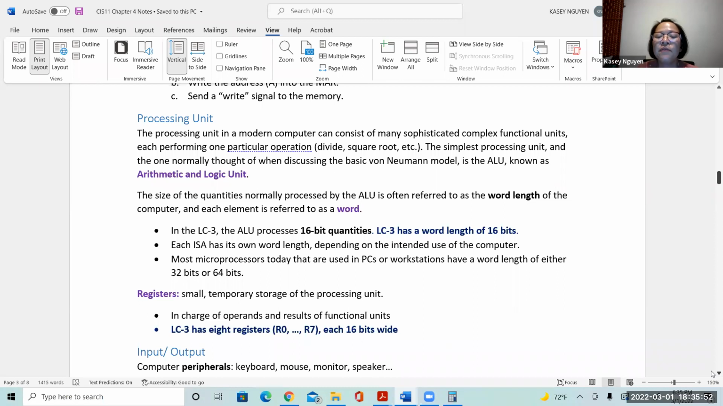So the ALU would then process 16-bit quantities. And the architecture we're using is ISA. Each ISA has its own word length, depending on what is used. Some architectures would have a word size of 32 bits or 64 bits in the modern system.